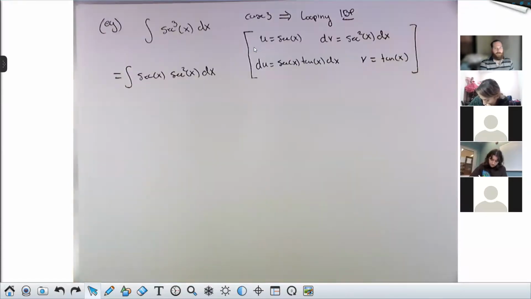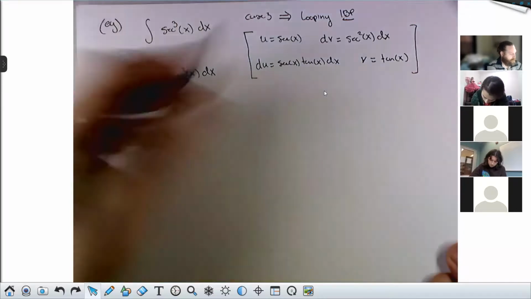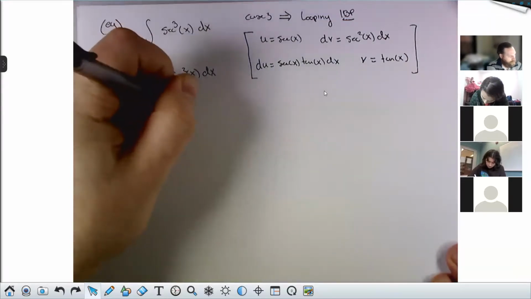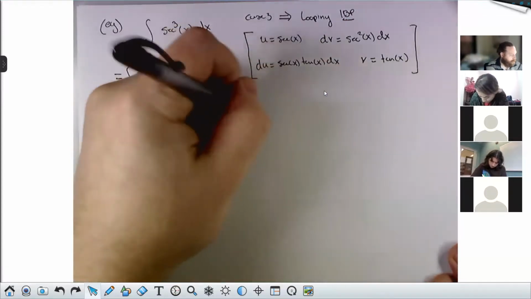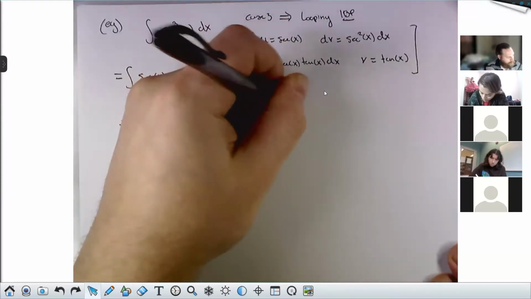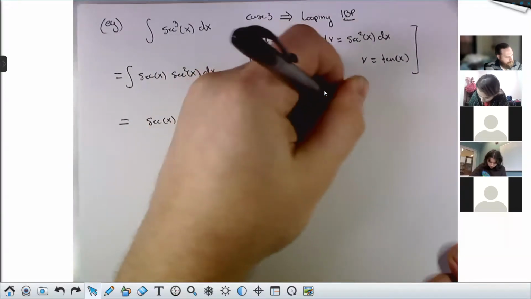The good news is, while this is a looping integration by parts problem, you're only going to need to do IBP once. The way we get it to loop is by applying trig identities after this. So the integral of u dv is u times v, that's secant x tangent x, minus the integral of v times du, that is tangent x times secant x tangent x dx.